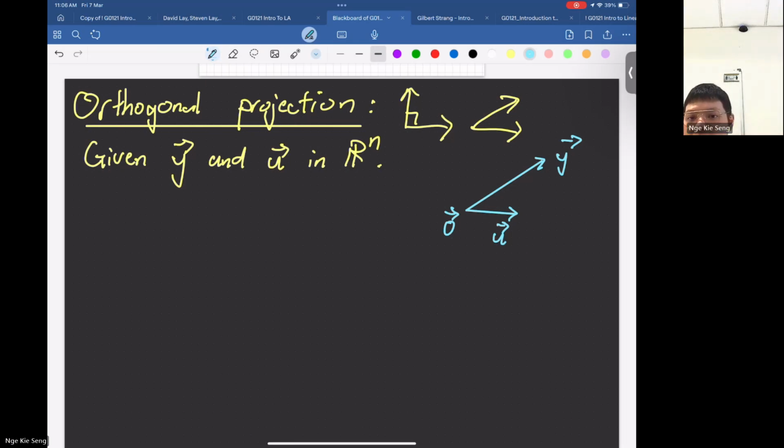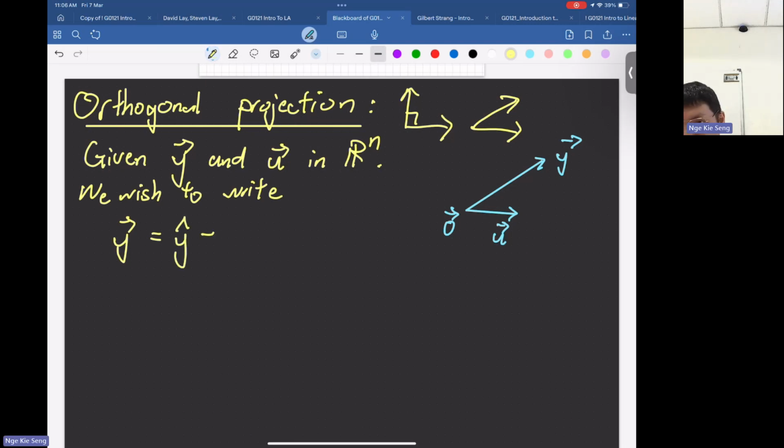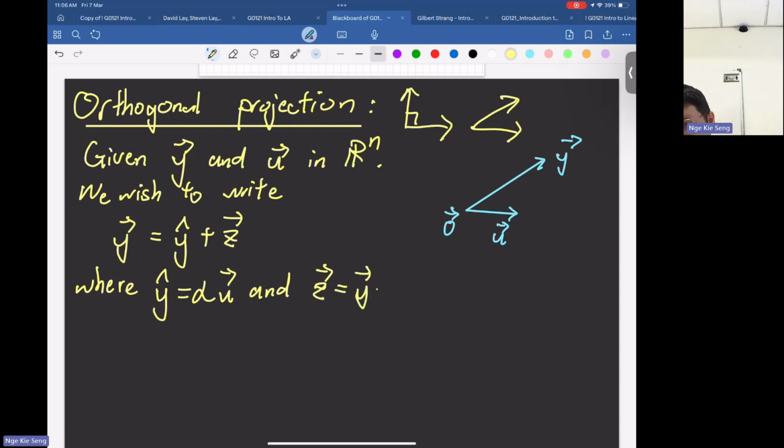Okay. So what we're going to do here is we wish to write, let's say, y equals two parts here, that is y hat plus another vector z. Both of these, we don't know what they are. So let me tell you what they are. y hat should be a scalar multiple of u, and z is the vector orthogonal to u.